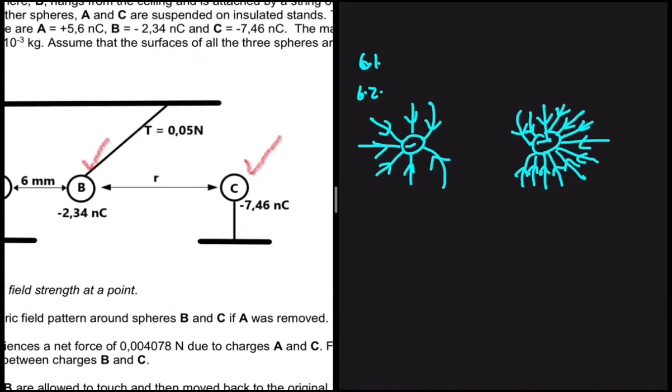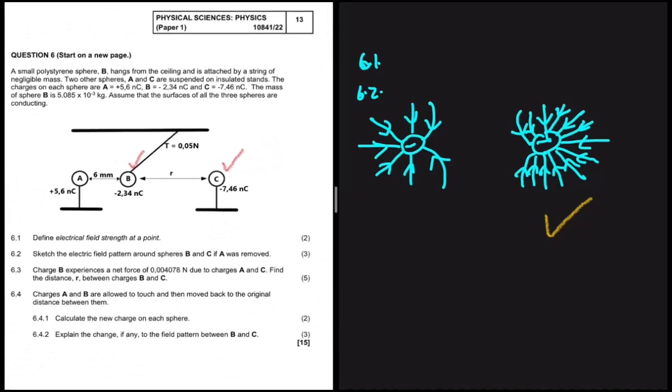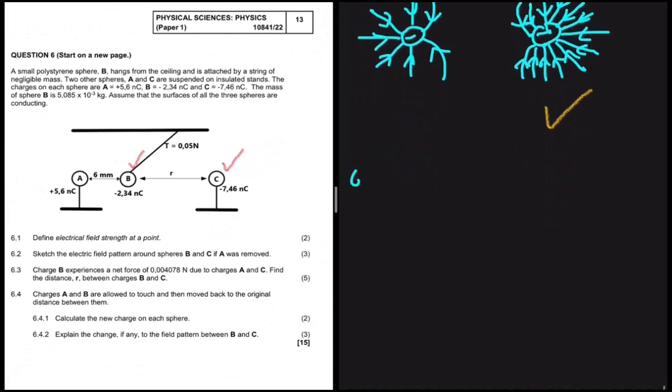I want you to realize something. Sphere B has a magnitude of 2.64 nanocoulombs, and sphere C has a magnitude of 7.46 nanocoulombs. That is why I'm deciding to put a lot more electric field lines on sphere C compared to sphere B. Usually examiners don't care about that, but you never know. The greater the magnitude, the more field lines you should allocate to that sphere. That is 6.2.